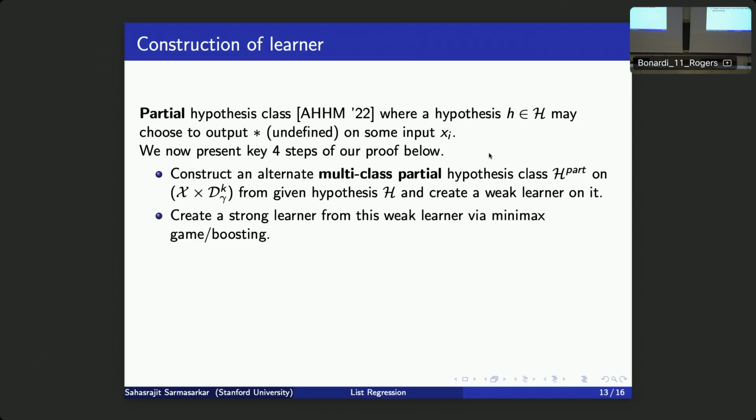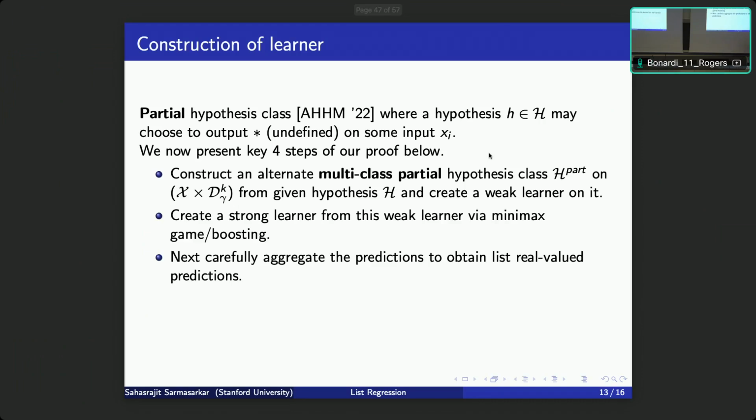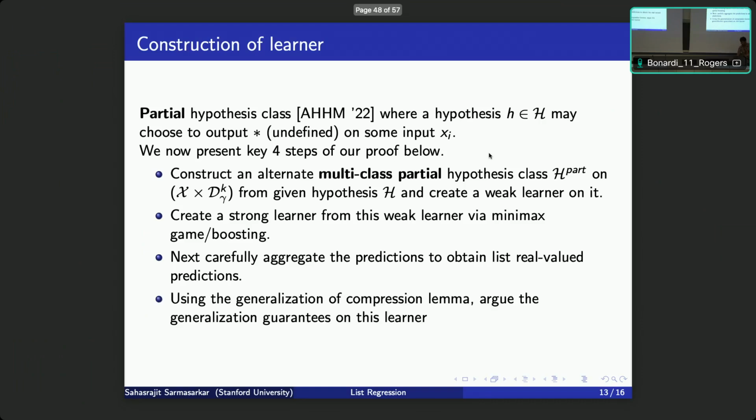We basically now boost this learner. You can use a min-max game or boosting to create a strong learner from this weak learner. Now the important thing is that since it was a multi-class partial hypothesis class where the predictions were integers, we have to convert these integers to a real-valued prediction. That involves an algorithm which we call merge list. And finally, using the generalization of the compression lemma, we showed that this generalizes to the case. So this is the construction of the learner, basically summarized using these 4 key steps.